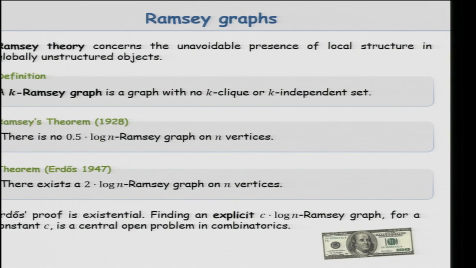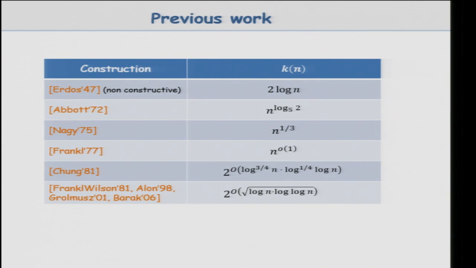Okay. So this is the problem at hand. Let me just go briefly over previous work. Here's who did it, and here k of n means what's the k that is supported. So in the construction, if you look at subgraphs of the induced graph on k vertices, you won't find an independent set. And you want k to be as small as possible.